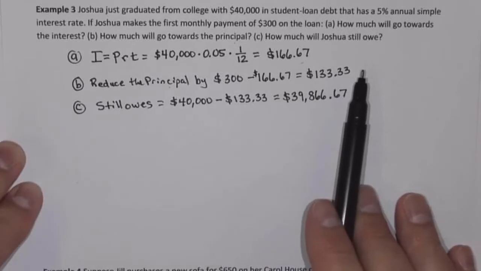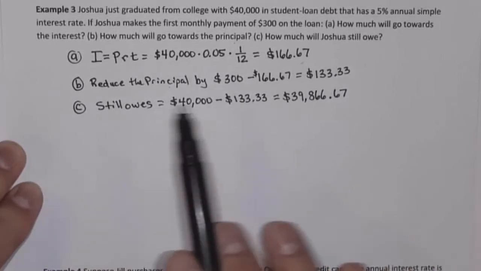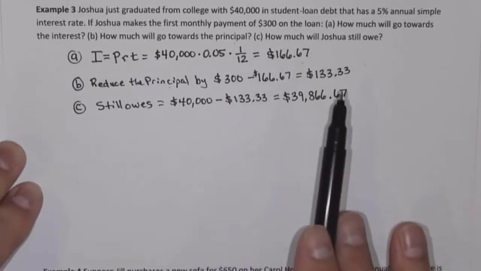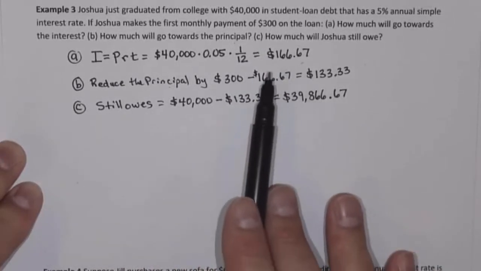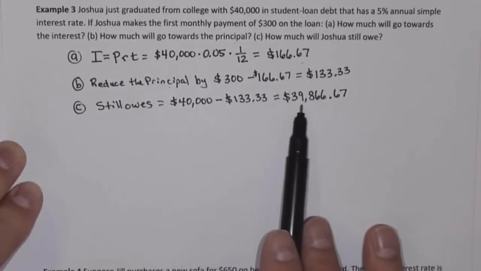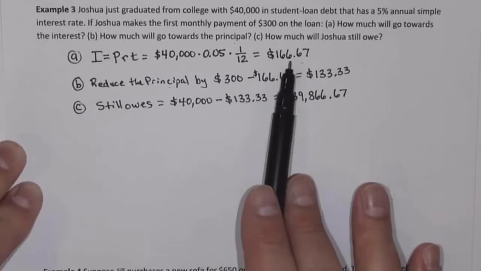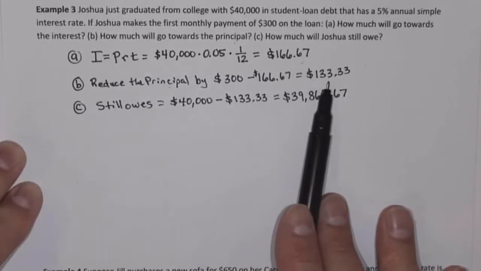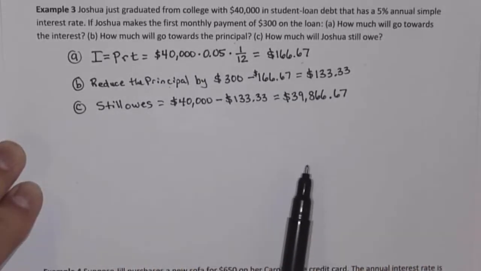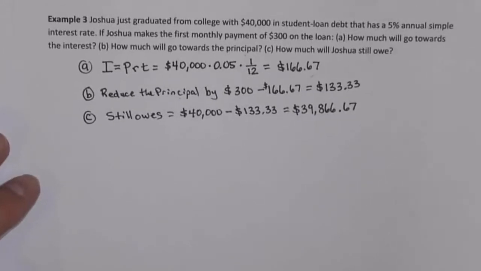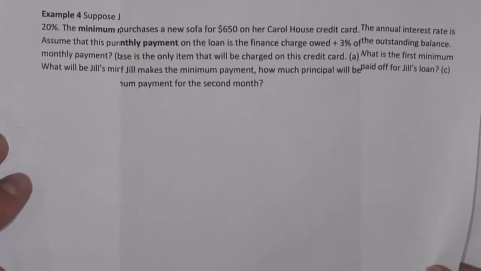We don't need to go any further. But if we wanted to do, say, the next month, so if Joshua were to pay $300 again for the next month, well, then now he would only have to pay interest on this amount, not the full $40,000. So a little less would go in interest and a little more would go in principal. And so the amount that he would owe would reduce by a little more than $133.33. Let's look at one more example on this video.